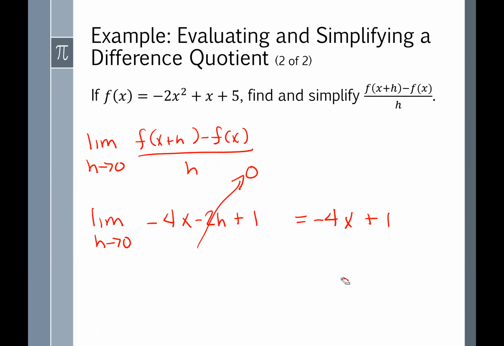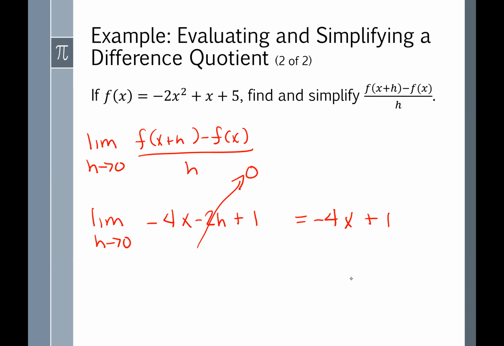Having a moment. I get negative 4x plus 1. And negative 4x plus 1 is the first derivative of that function. And what does the first derivative measure? The first derivative measures the rate of change. That is what it measures. And it's called the instantaneous rate of change. So at any value of x on this function, I can calculate its rate of change at that point, the instantaneous rate of change at that point, by just plugging in a value for x.